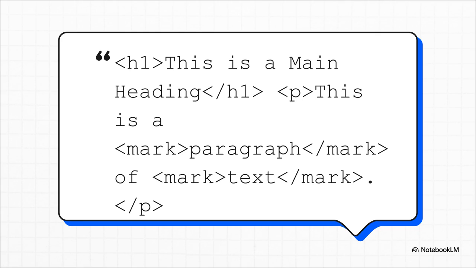If you want to create a big main heading for your page, you just wrap your text in H1 tags. And for a normal paragraph, you just use those P tags we just saw. See? You're just labeling each piece of your content so the browser knows what's what.